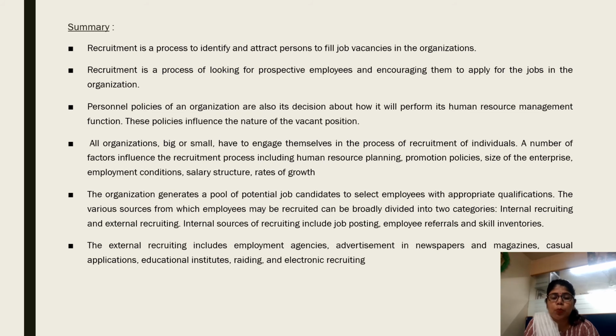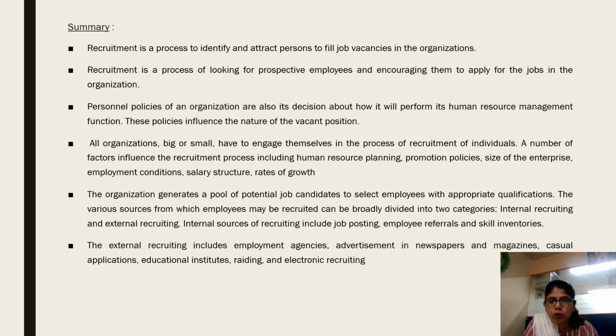These are related to the personnel policy of an organization and also its decision about how it will perform its human resource management function. All organizations, whether big, small or mid-sized, go through this recruitment process. This is something which is going to happen, and you have to go with that. The way of selecting the candidate, or creating the pool, will be different in different organizations, but the major purpose is to get the best candidate for the right job who can apply first, and once that pool is created, you can select the right person for the job.